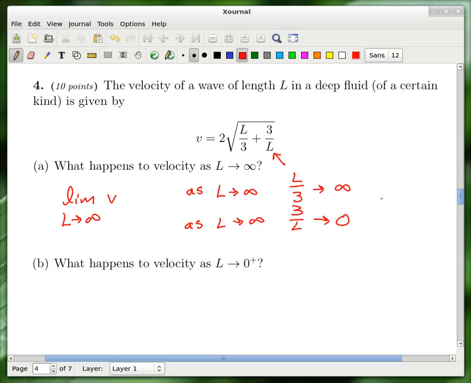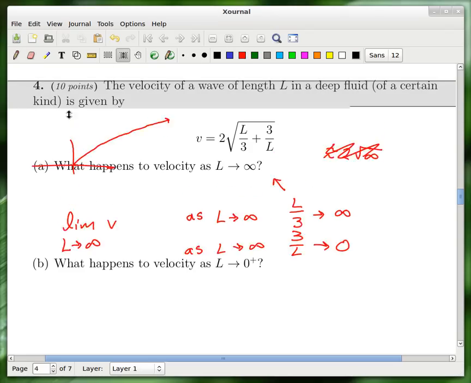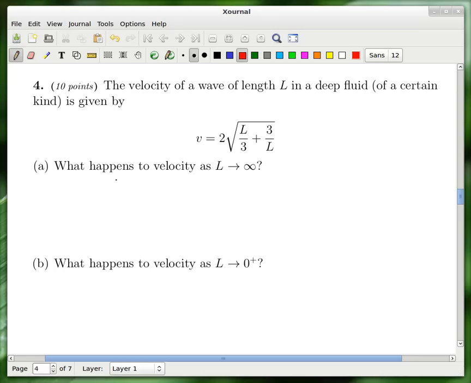Okay, so you can just plug it into your calculator. What happens when you divide 3 by a million? It's practically 0. So what happens to the whole thing? You end up with basically something like 2 times the square root of infinity. What happens when you take the square root of a really big number? You get a really big number, right? And you can see this from the graph of the square root function. What happens to the square root as x goes to infinity? Well, it happens slowly, but as x goes to infinity, the square root also goes to infinity. So the velocity goes to infinity. So the answer to A: as L goes to infinity, V goes to infinity.